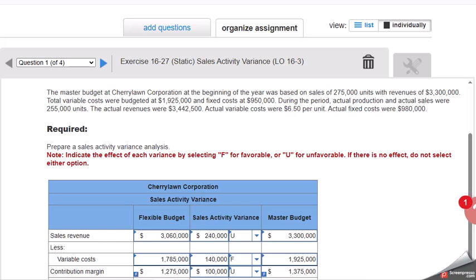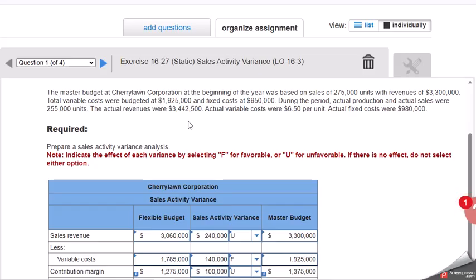Okay, so this video will walk through a few of the Chapter 16 exercises on analyzing variances. So we have a master budget by Cherry Lawn at the beginning of the year based on sales of 275,000 units with revenues of 3,300,000. Variable costs are budgeted at 1,925,000. Fixed costs are 950,000.